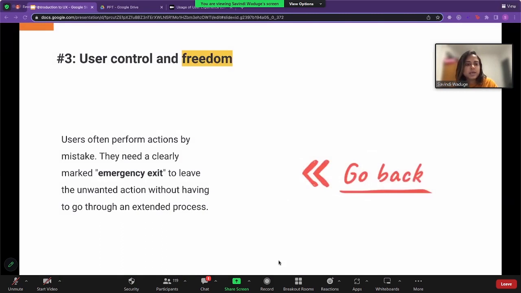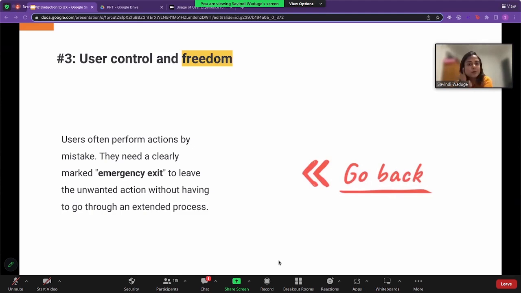So then we have user control and freedom. Most of the time, sometimes we are actually human, right? So we tend to make mistakes. So sometimes we look for an emergency exit, or in other words, we look for a back button or an undo button when we do something by mistake, right? Because we don't want an unwanted action.